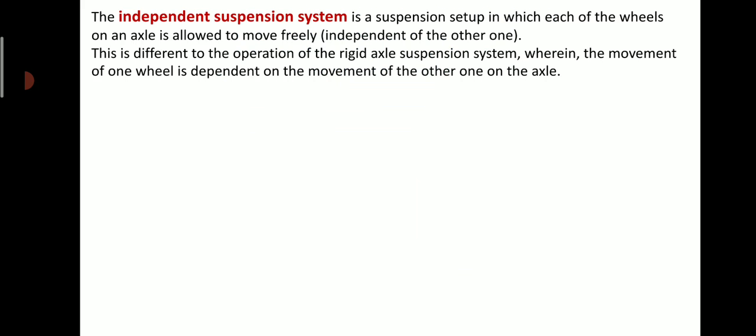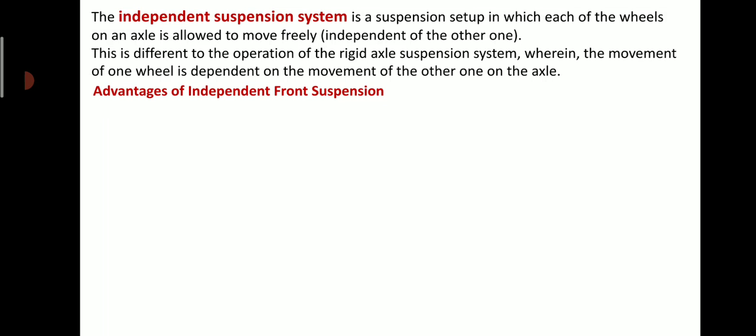The independent suspension system is a suspension setup in which each of the wheels on the axle is allowed to move freely, independent of the other one. This is different to the operation of rigid axle suspension, wherein the movement of one wheel is dependent on the movement of the other one on the axle.